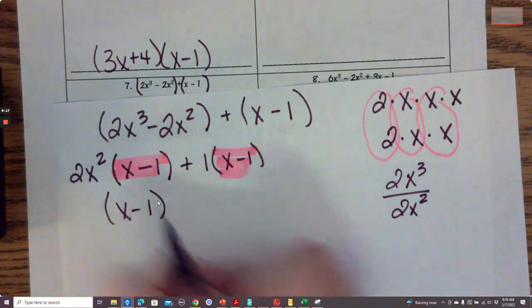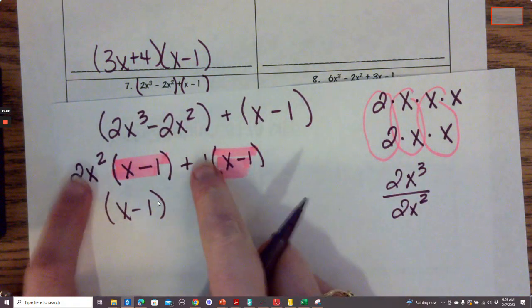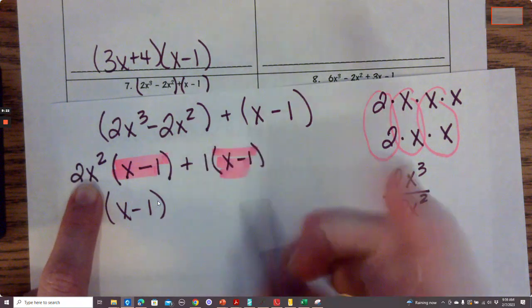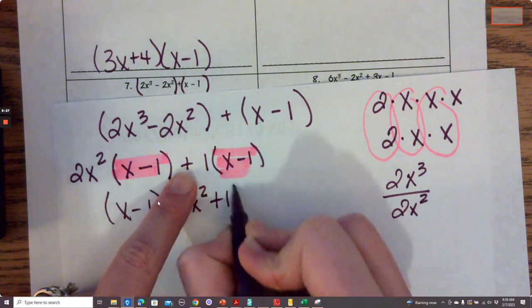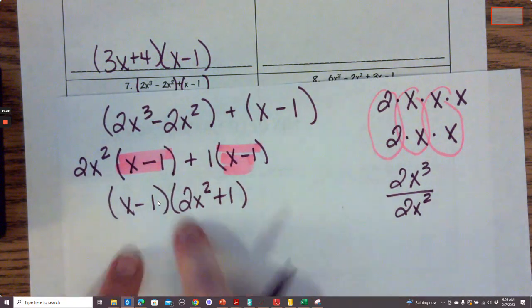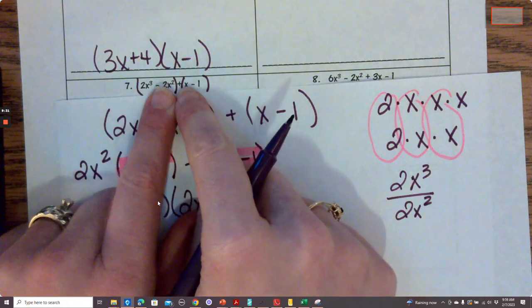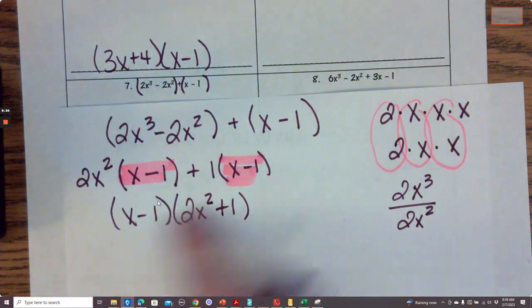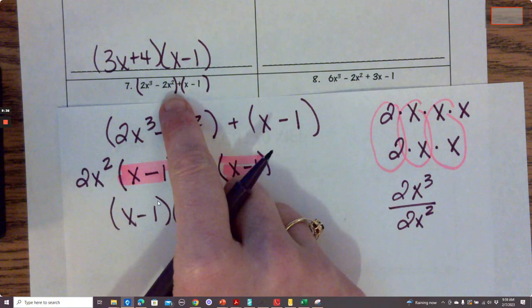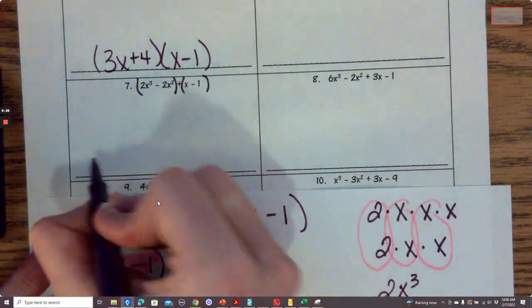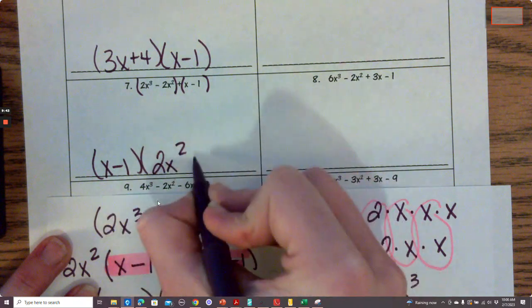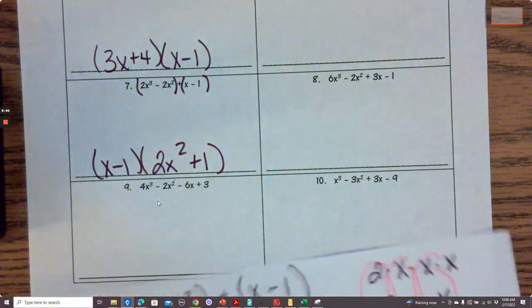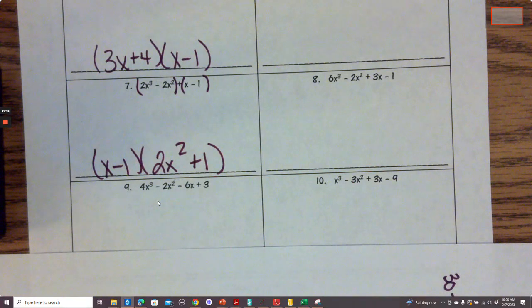X minus 1. My other factor are the pieces that I pulled out. 2x squared, and then that plus 1. Those are my 2 factors of this polynomial. And if I go back and I FOIL this, that's the answer I'll get. So x minus 1, 2x squared plus 1. We're going to practice a little bit because you've never seen anything like this. I understand that it's kind of real fresh to your eyes.